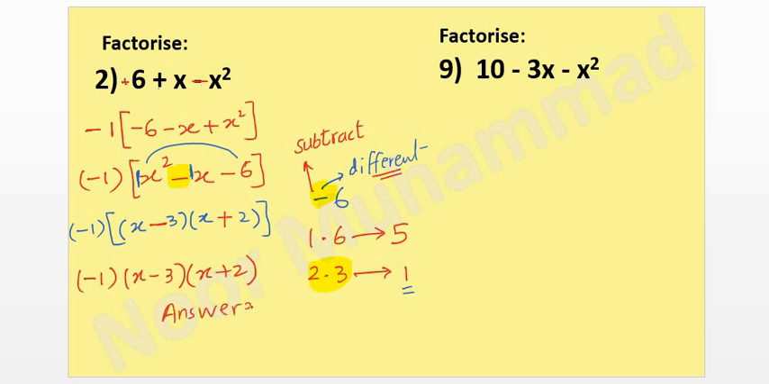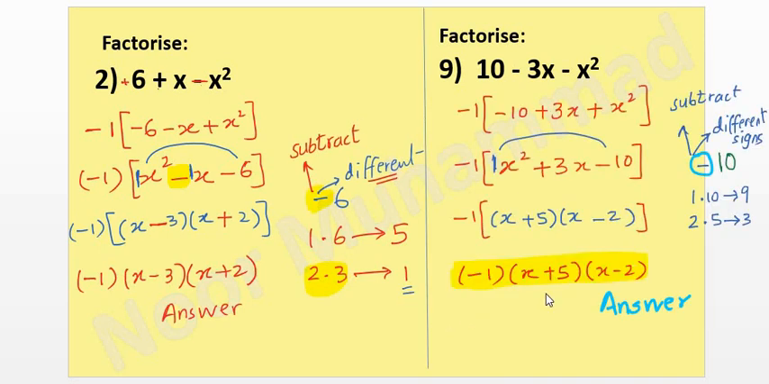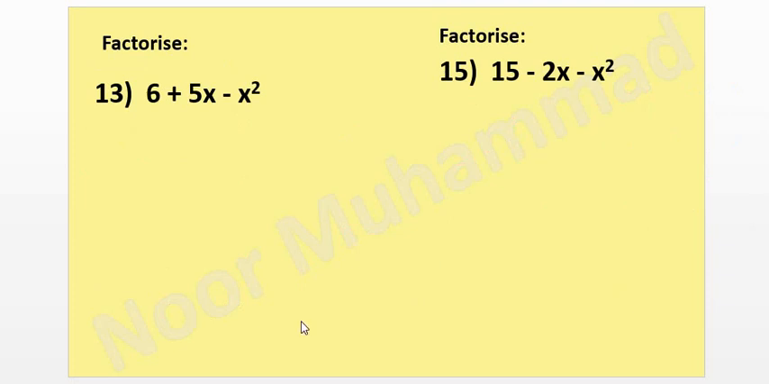So it means that whenever you have a negative sign with the x squared, there is going to be an extra factor here, -1. Clear? Now better pause the video here and solve question number 9 on your own. So here is the answer for this question number 9. Let's do some more questions.